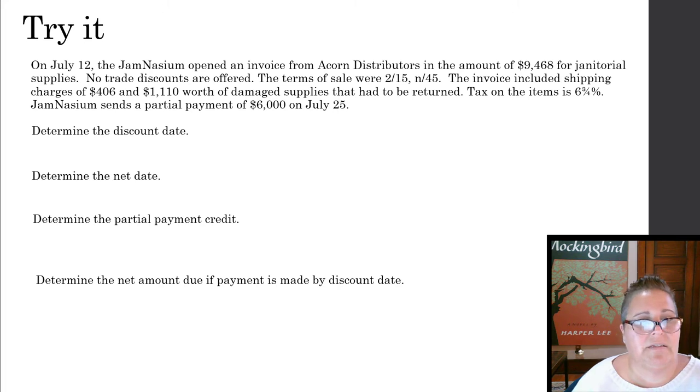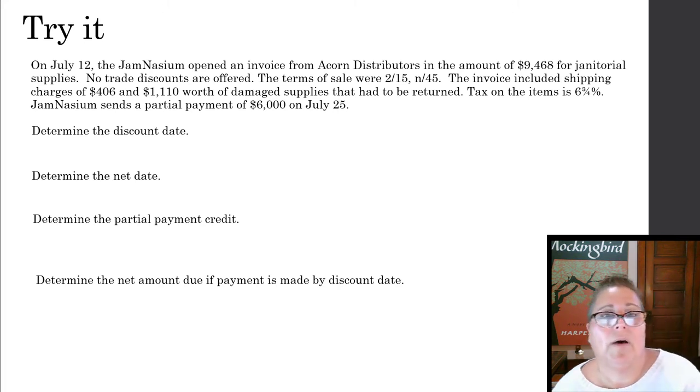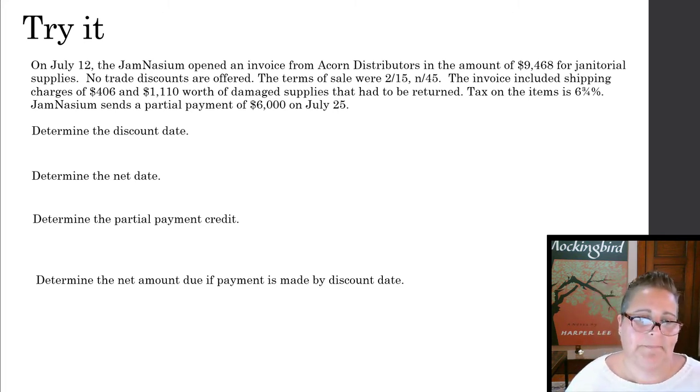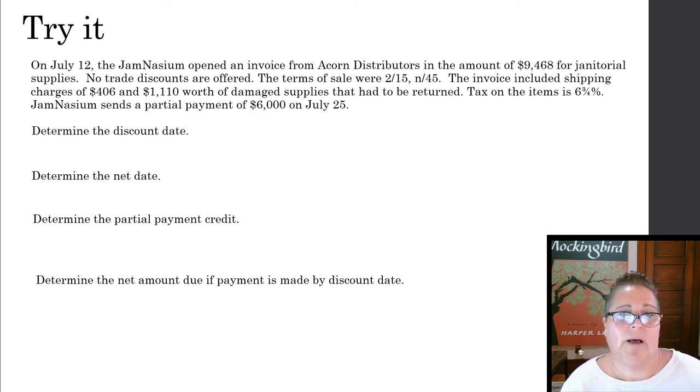Determine the discount date. Well, one thing at a time. Let's make sure we're clear. July 12th, that's our invoice date. $9,468 for janitorial supplies, no trade discounts. Terms of sale are 2/15, n/45, with a 2% discount if they pay in the first 15 days. The net amount is due 45 days later.